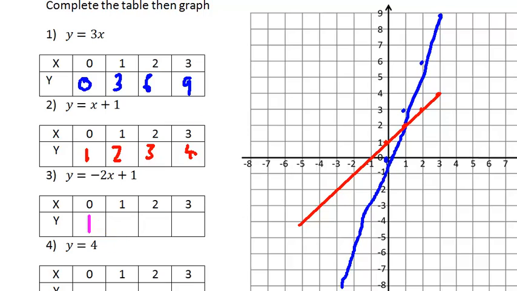For our next line, we've got minus 2x plus 1. 0 times minus 2 is 0, plus 1 is 1. 1 times minus 2 is minus 2, minus 2 plus 1 is minus 1. 2 times minus 2 is minus 4, plus 1 is minus 3. 3 times minus 2 is minus 6, plus 1 is minus 5. We plot those points 0, 1, 1, minus 1, 2, minus 3, and 3, minus 5. And we get a line.